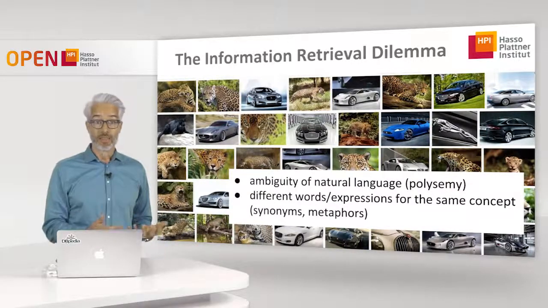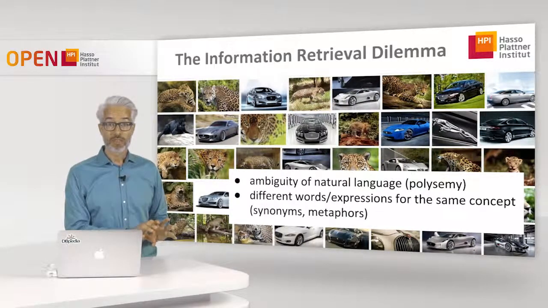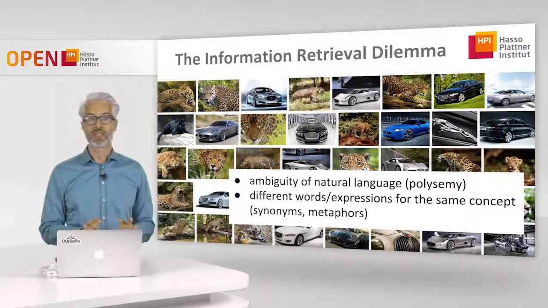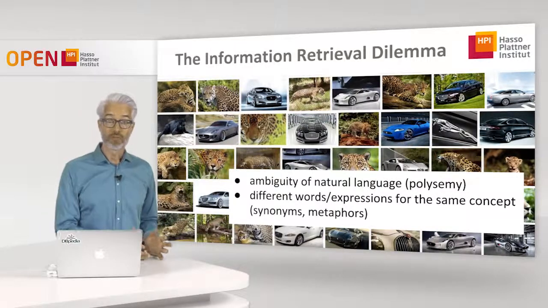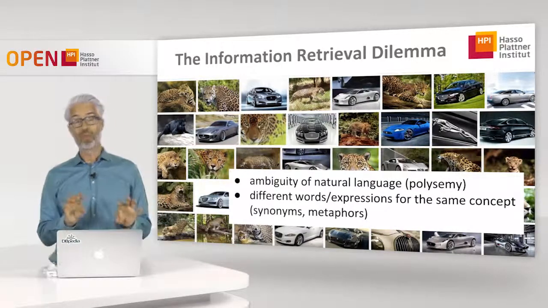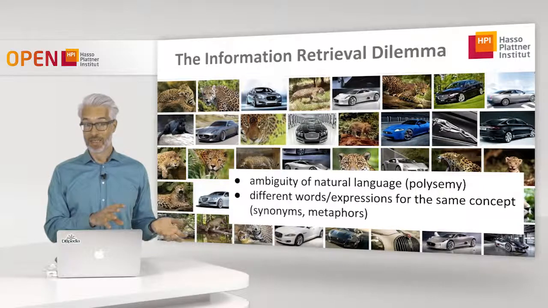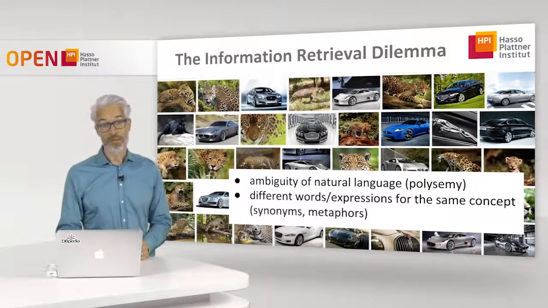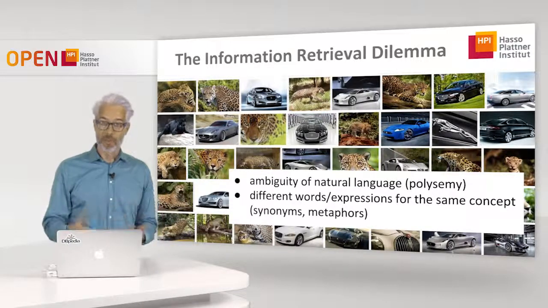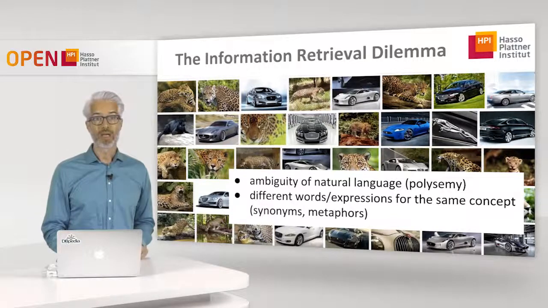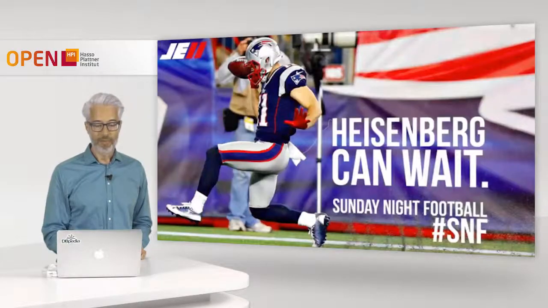On the other hand, it's also vice versa, that you can express the same information content with different words, with different expressions. These are synonyms or metaphors. And of course, traditional information retrieval, which is usually based on the comparison of texts, on the comparison of strings and characters, does not necessarily involve the resolution of the ambiguity of natural language or the different ways we can express the same kind of information and the same kind of knowledge. So this is also a big dilemma.